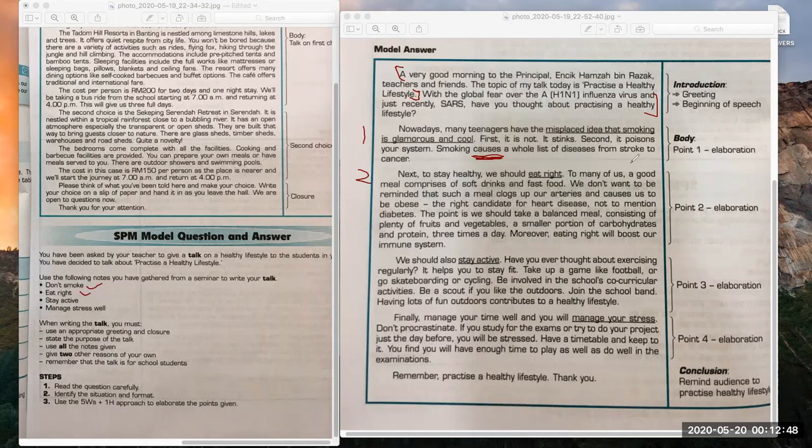To many of us, a good meal comprises of soft drinks and fast food. We don't want to be reminded that such a meal clogs up our arteries. Okay, now I think you can learn this. Clogs up, clogs, what is it in Malay?